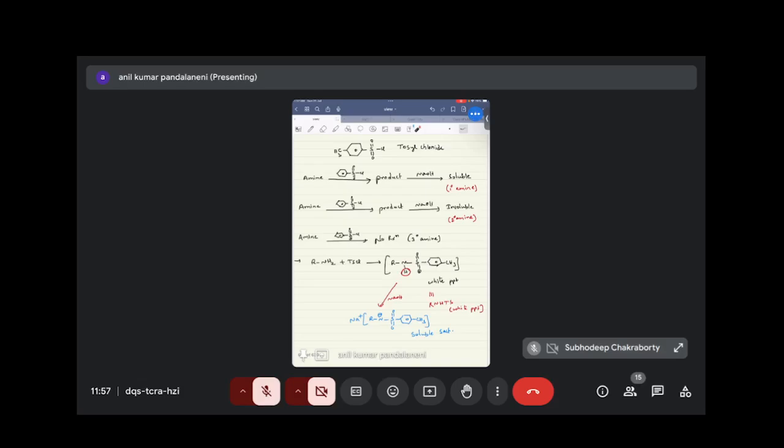Write down this one. With secondary also we will write the reaction. Done, sir.